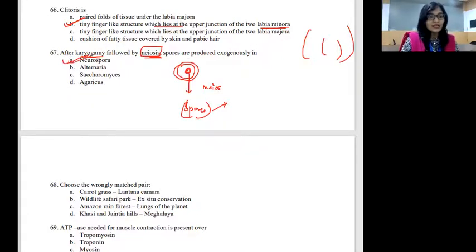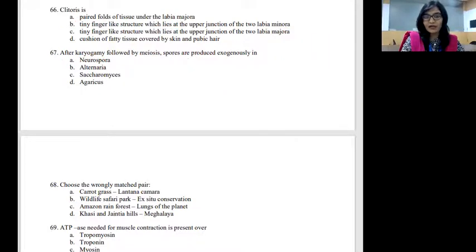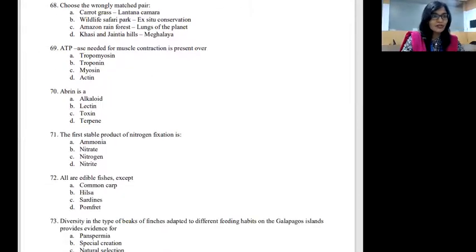Okay, yes. The next question, choose the wrongly matched pair. Okay, let's see this question also. Wrongly matched pair. Carrot grass is given here, and then wildlife safari is given here, and then Amazon rainforest is given here, and then Khasi and Jaintia hills is given. Let's see. The common name of carrot grass is not Lantana camara. It's a wrong statement. And then wildlife safari is ex situ conservation. Yes, it is correct. And Amazon is the lung of the planet, the lung of the entire biodiversity. Khasi and Jaintia hills are actually present in Meghalaya, the northeastern part. So this is the wrong statement. So we can choose this statement.